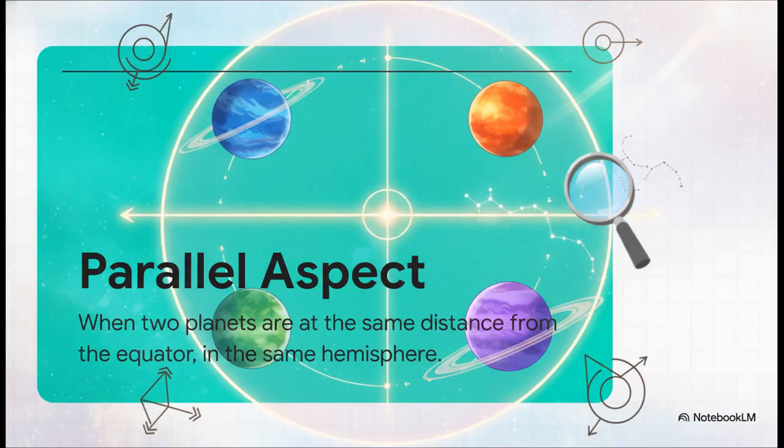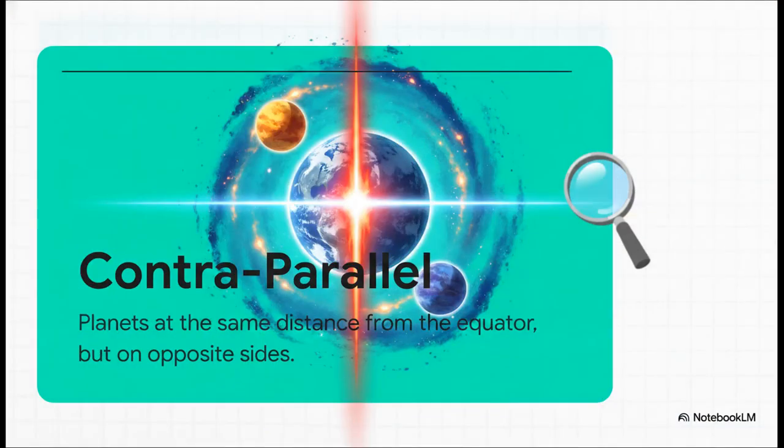When we start using this vertical coordinate, we're no longer just looking at your standard conjunctions or squares. We are looking for equatorial aspects. The first of these is what we call the parallel aspect. This happens when 2 planets are at the exact same distance from the celestial equator, and, this is absolutely crucial, they are in the exact same hemisphere, so both north or both south. On the flip side, we have the contraparallel aspect.